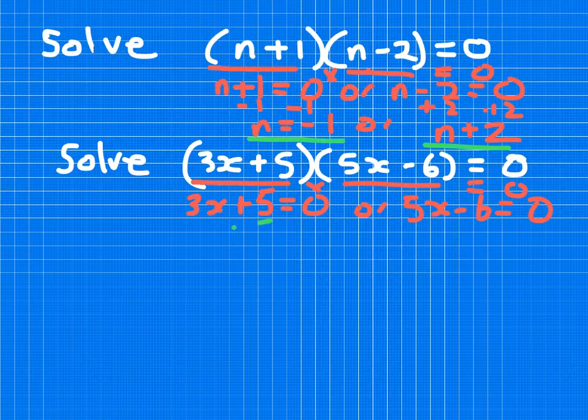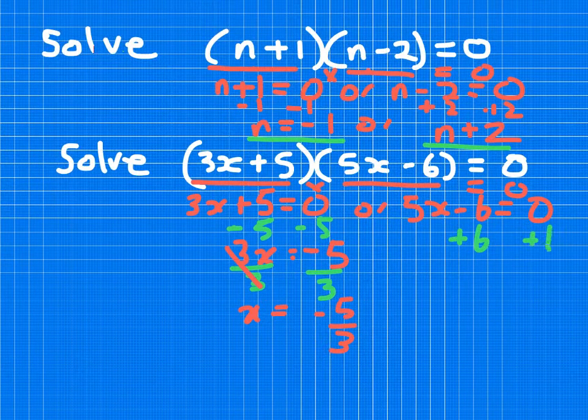We minus 5 off both sides here, so that 3x is equal to negative 5. We divide both sides by 3. 3 divided by 3 is 1, so that x is equal to negative 5 over 3. Alternatively, we can add 6 to both sides to leave us with 5x is equal to 6. Then we need to divide both sides by 5, and we're left with x is equal to 6 over 5.